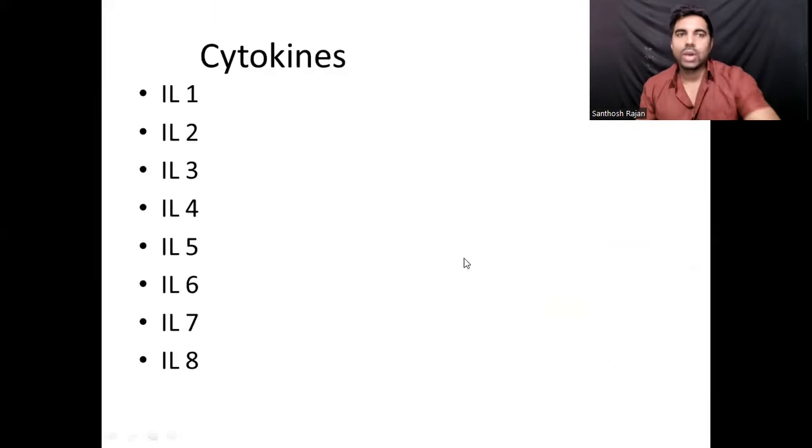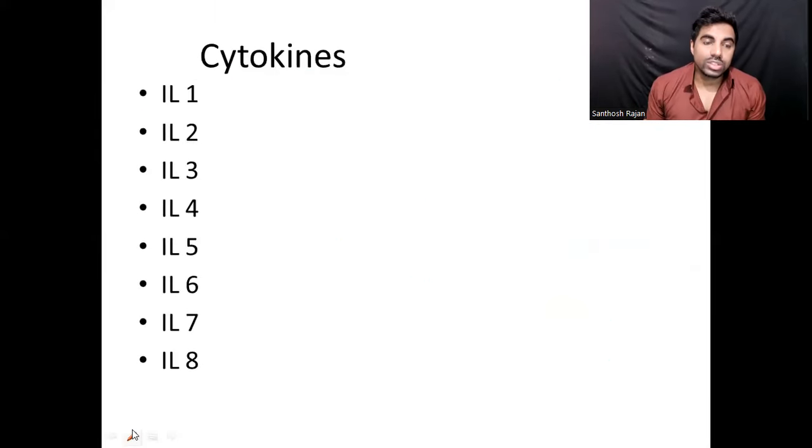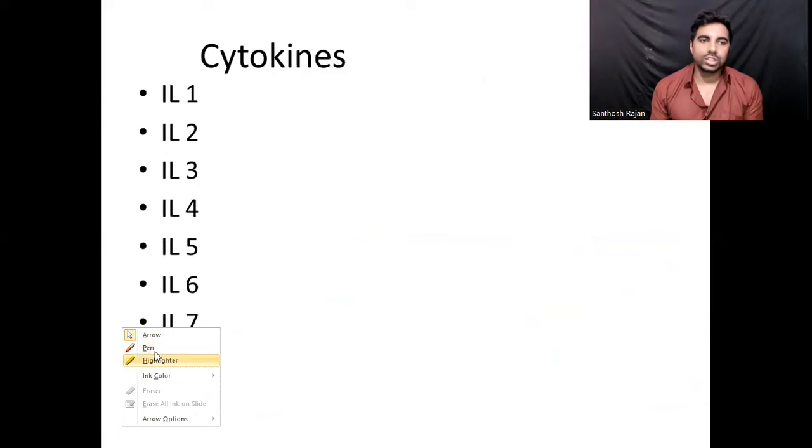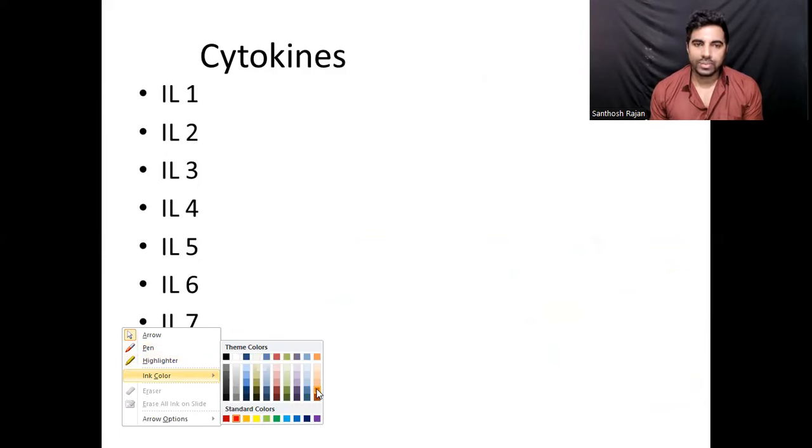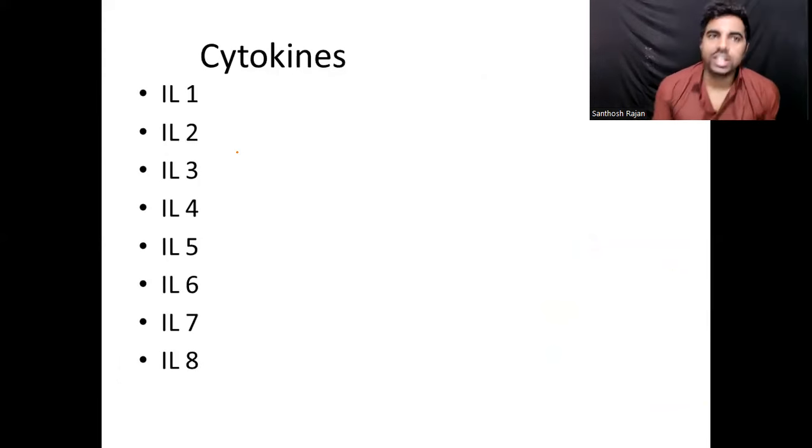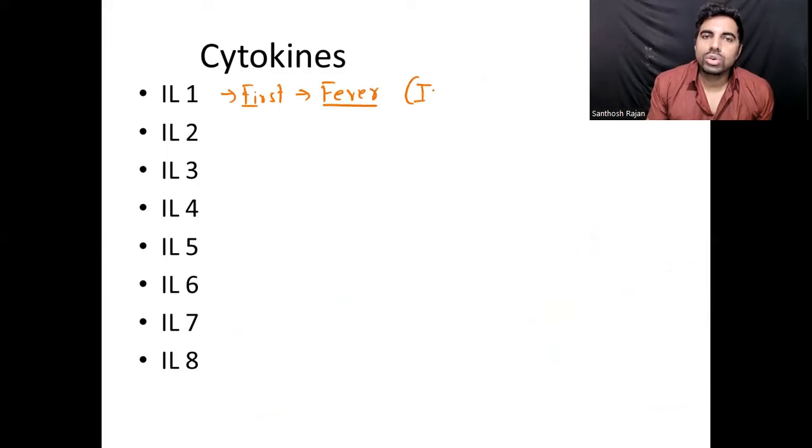Now, cytokines. Cytokines are important inflammatory mediators. Each interleukin has an important function, so there's a clue for everything. First, F for fever. It has an important role in fever. Interleukin 1, interleukin 6 and TNF alpha, please remember this. You have to know this. 1's friend is 6. All cause fever.